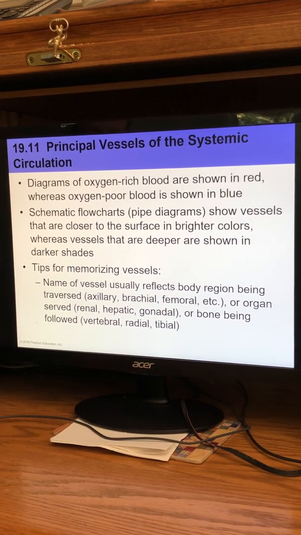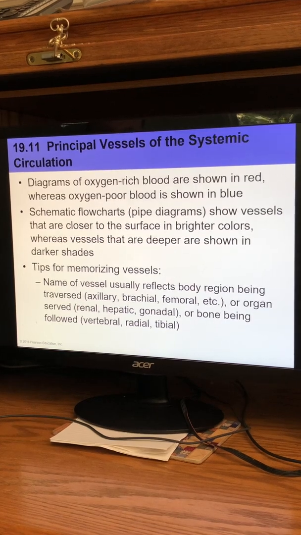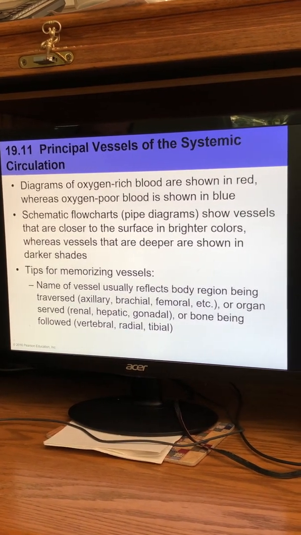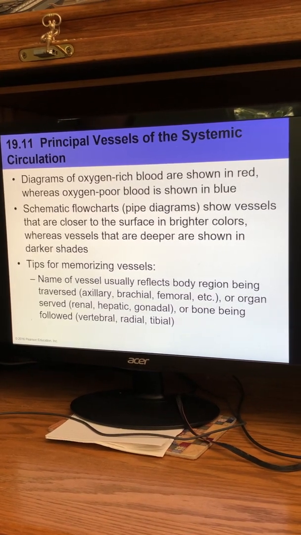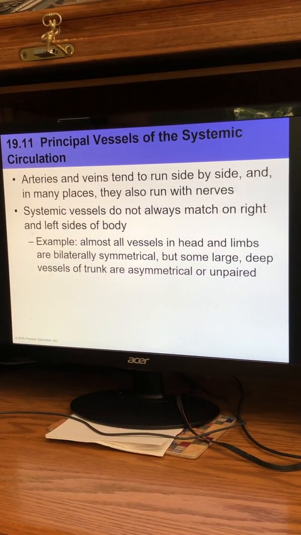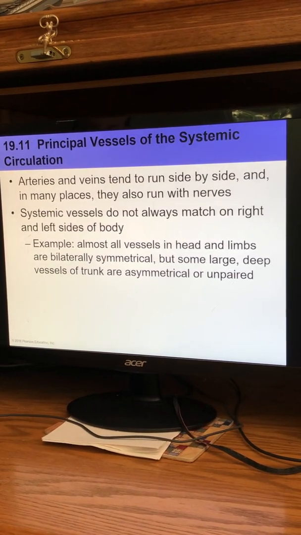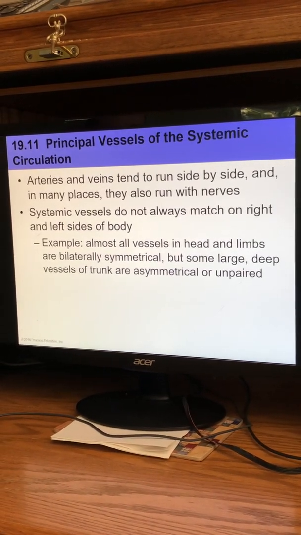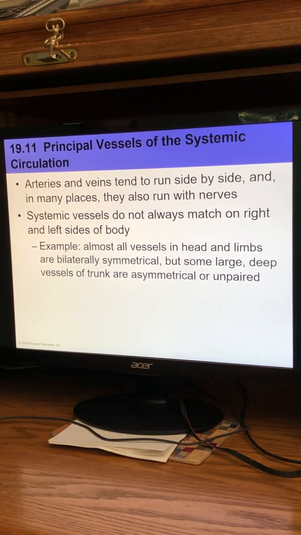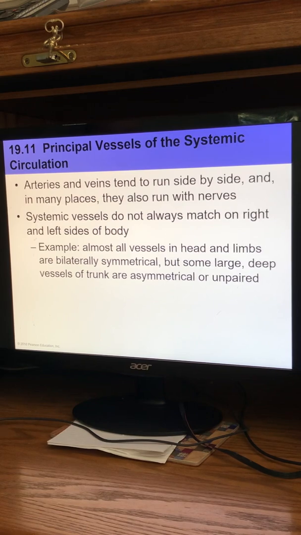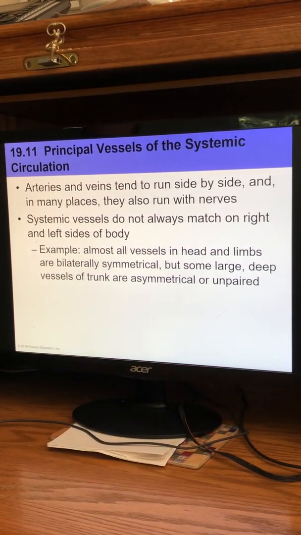And the easiest way is to use the schematic flow charts, or they call them pipe diagrams here, and to be able to know that you're going from place to place to place. In the body, we just use regional names that are going to be going from one region to the next region. And for the most part, bodies in the appendicular skeleton are going to be bilateral, whereas in the trunk, a lot of them are asymmetrical and often unpaired.